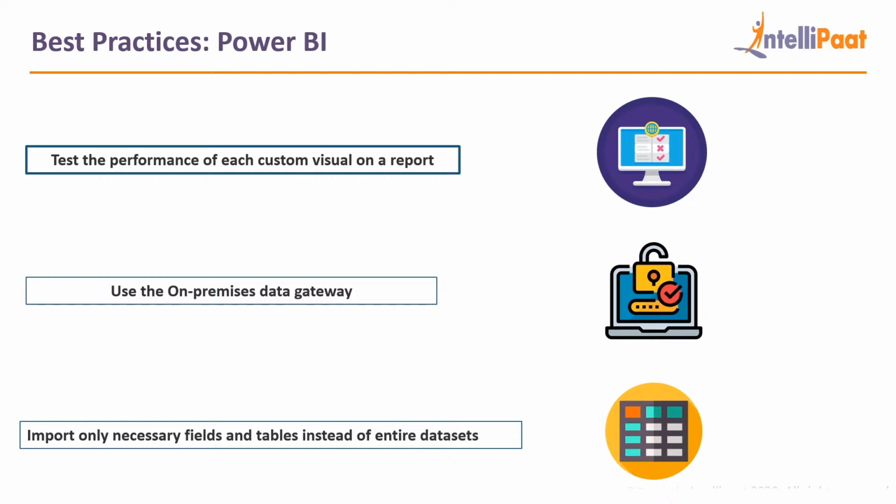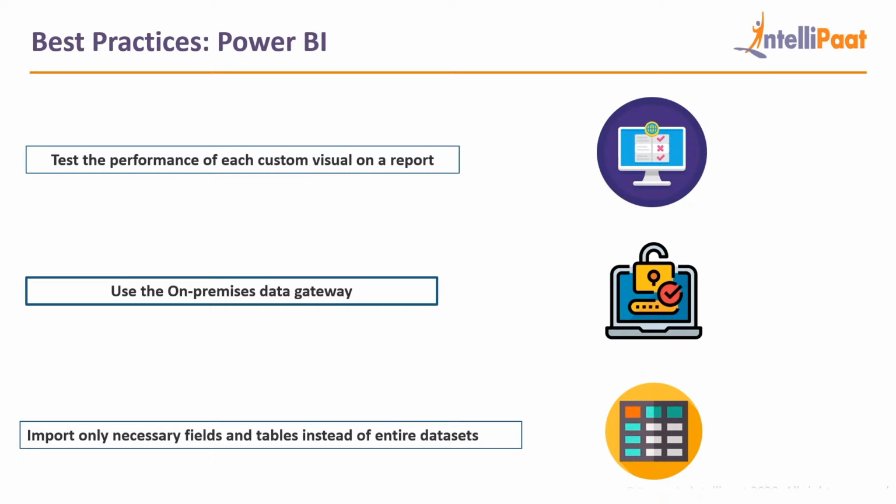So the next one is again a very simple one: use the on-premise gateway. It is recommended that you use the on-premise gateway rather than the simple one, for the simple fact that if you do not use the on-premise gateway, it starts to load certain kind of information which slows down the entire process, while the on-premise one does not download that information, so it makes the entire process faster. So it is always recommended that you use the on-premise gateway, right?